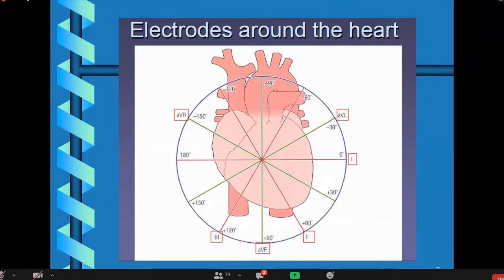So, electrodes around the heart. Everybody knows Einthoven's triangle, who invented this description of the ECG. So this is how aVR sees the heart from the right side, aVL from the left side, and aVF here at the inferior, and these are leads 1, 2, and 3. So we plot a vector while interpreting an ECG. Whenever we talk about axis, we deal with these angles, right? So this is how the electrodes are placed at the right and left arms and the limb leads.